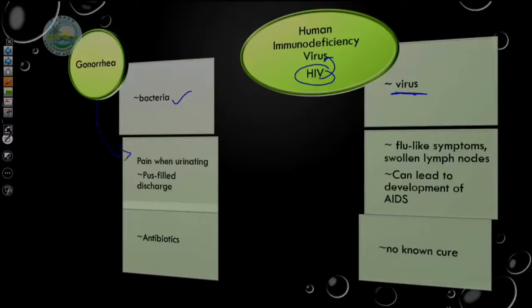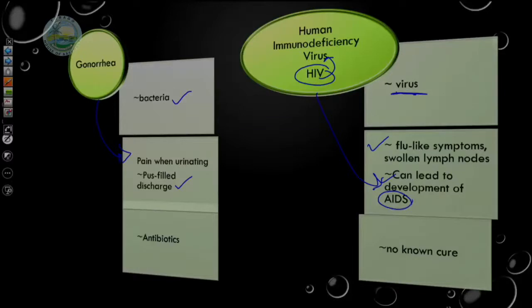Gonorrhea's symptoms include pain when urinating for both male and female, and a discharge that will be quite smelly and discolored for both males and females. However, for HIV, the symptoms can include flu-like symptoms with swollen lymph nodes. You may have a fever, and that is the initial infection. You may have thrush forming on the tongue. However, HIV can lead to the development of AIDS.